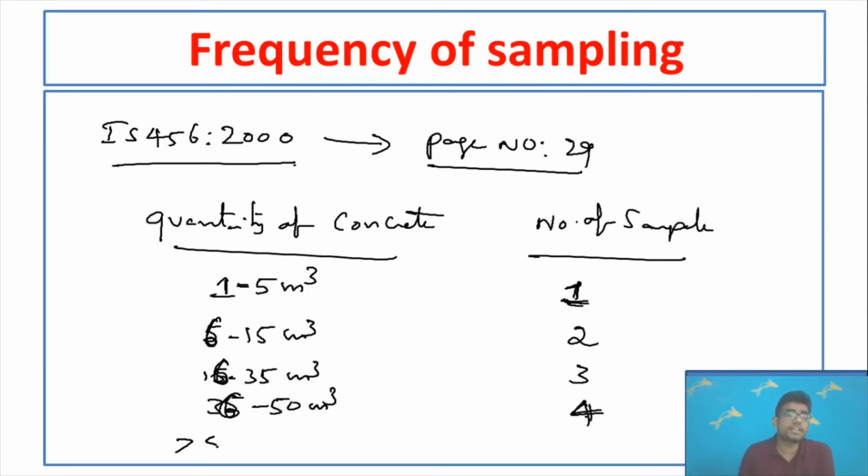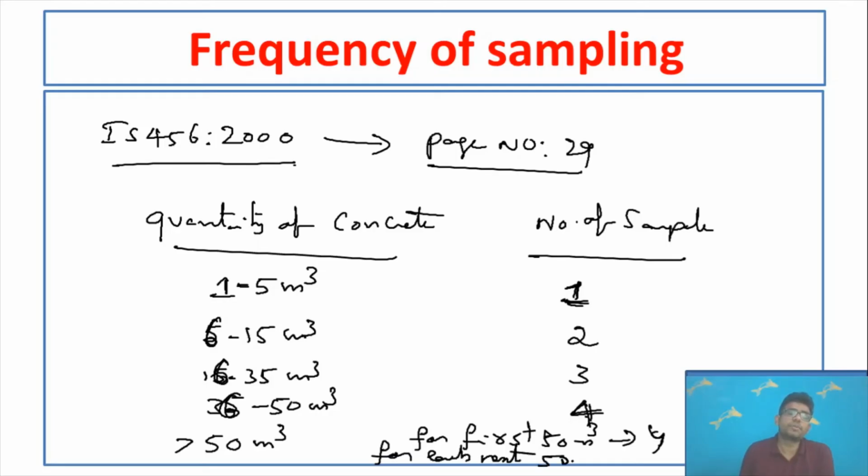Now suppose you are working with greater than 50 meter cube of concrete. For the first 50 meter cube, we have to take 4 samples. Then for each next 50 meter cube, you have to take a minimum of 1 sample. Remember that whenever I say sample, each sample should contain a minimum of 3 cubes.